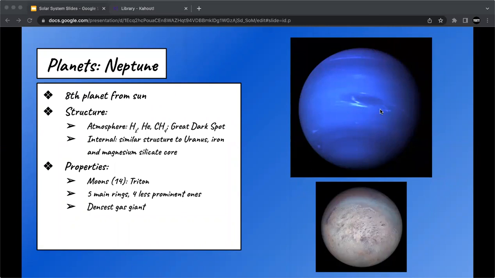There's this spot called the Great Dark Spot. This is also an anticyclonic storm. It's about the size of Earth, and yeah, it has the strongest winds ever recorded, which means there's a super high pressure.